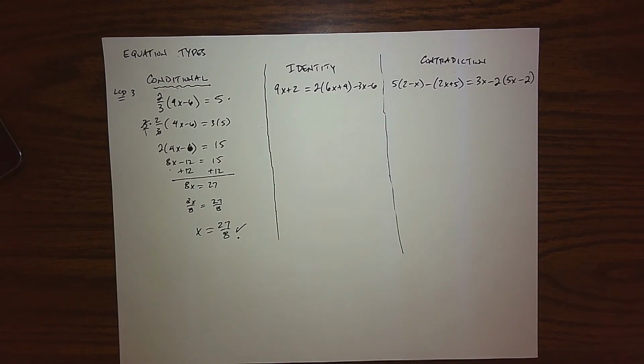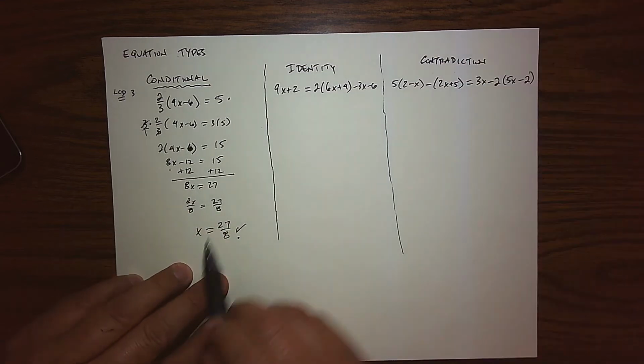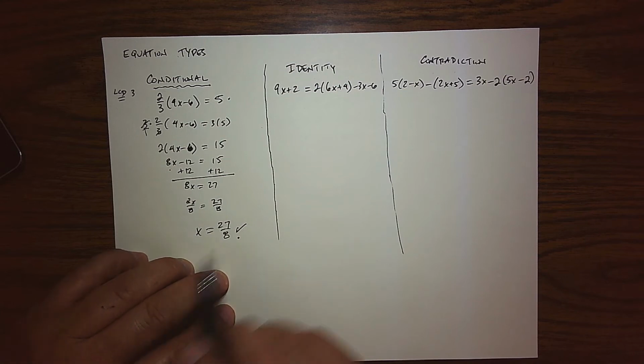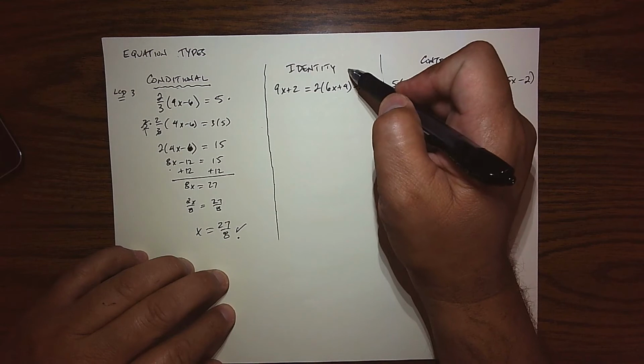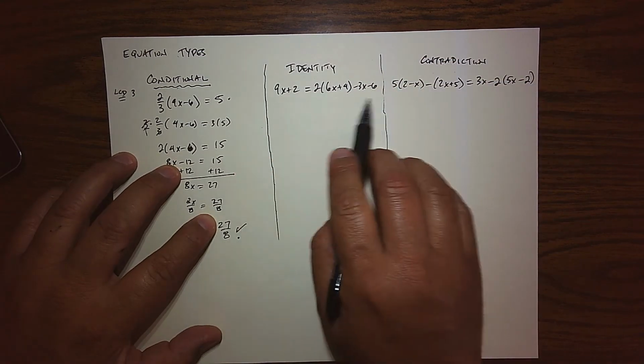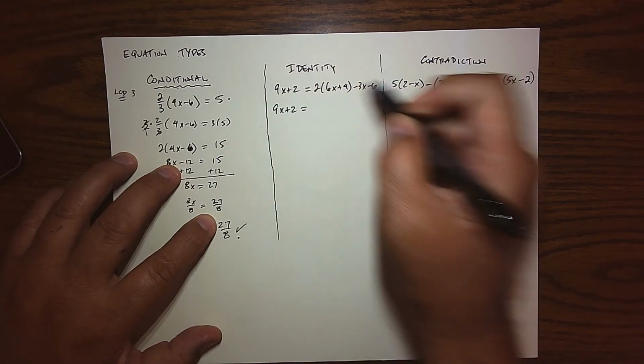Most equations that we will work with will be conditional ones. As a matter of fact, everything we've worked with at this point has been conditional. We always came up with some value of x that makes the situation true. Another type of equation is an identity. So let's go through our work and see what happens here. We have to simplify both sides as much as possible. Thankfully, there's no fraction, so we don't have to worry about that.